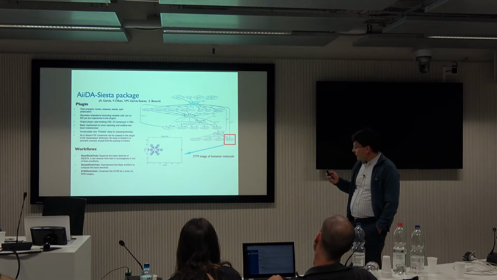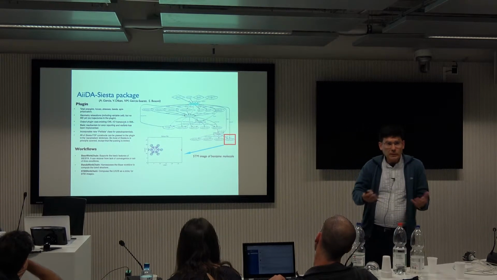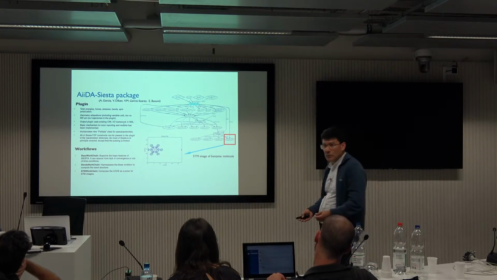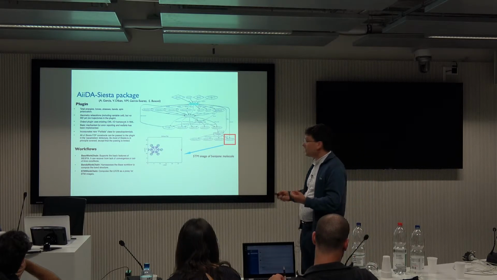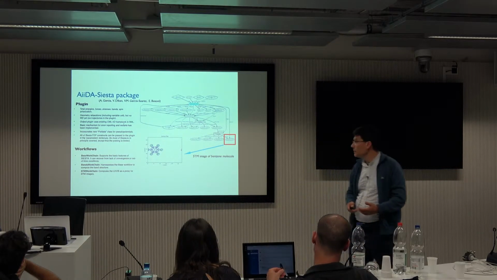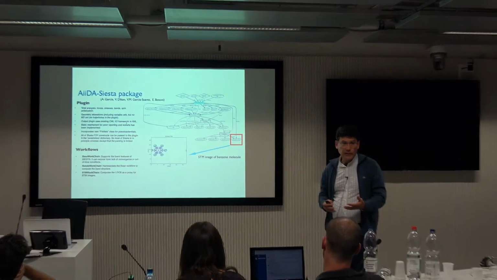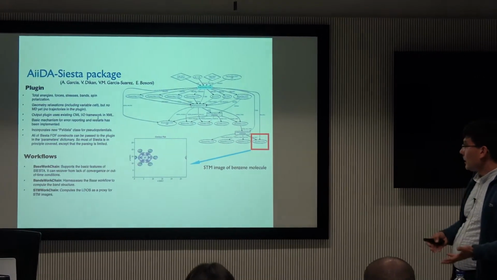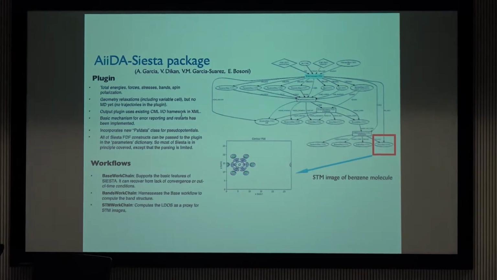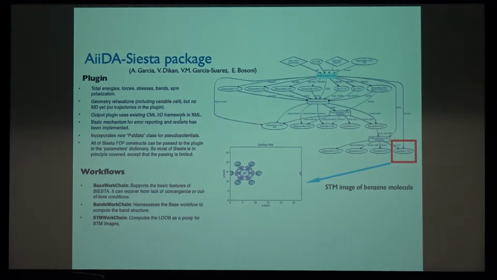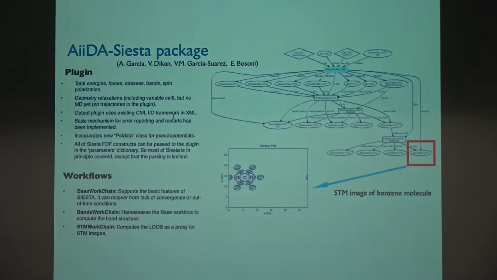Well, as a DFT code, we work with outputs like total energies, wave functions, forces, stresses, spin polarization. All that is covered in the plugin. We can also do geometry relaxations, including variable cell, although we still cannot do, as I said this morning, molecular dynamics. Siesta can do them, but the plugin will allow you to run a molecular dynamics run, but it won't report the results correctly. The parser will not understand what a molecular dynamics run is.